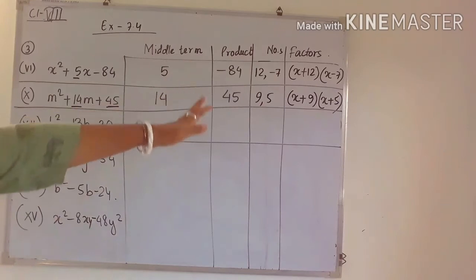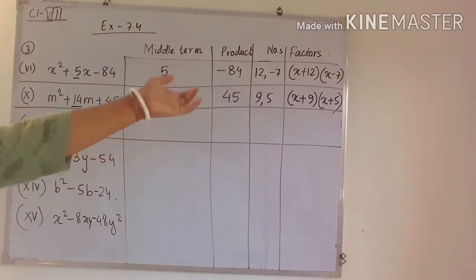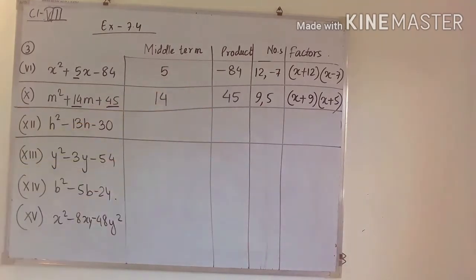So see, these are the factors. Factors are very simple because these are positive numbers. In the first bracket you have to write x plus 9, and the second bracket will be x plus 5. This is very simple. Just have patience, please try and practice. At first you may face problems, but later on this will be easier for you.